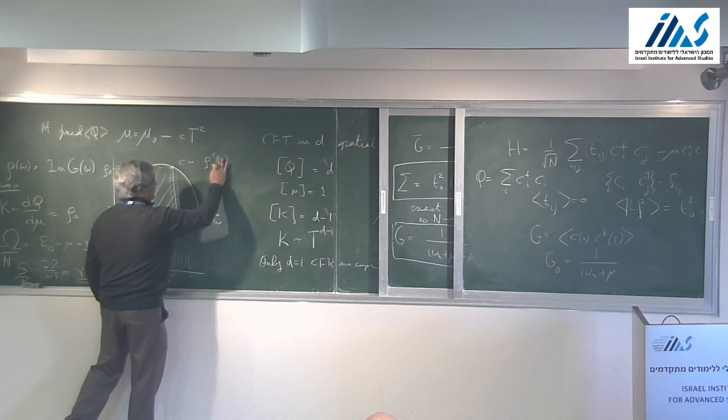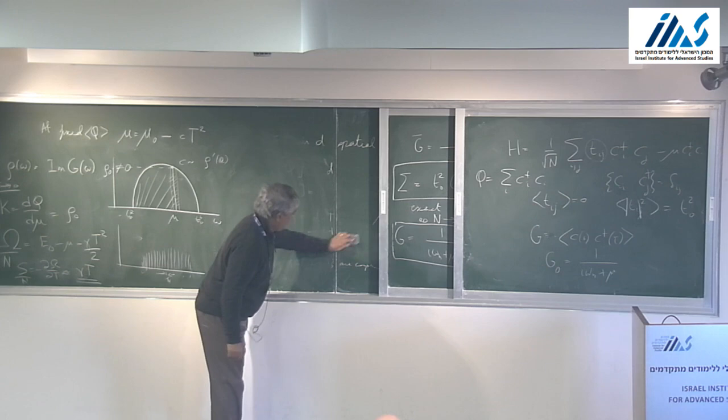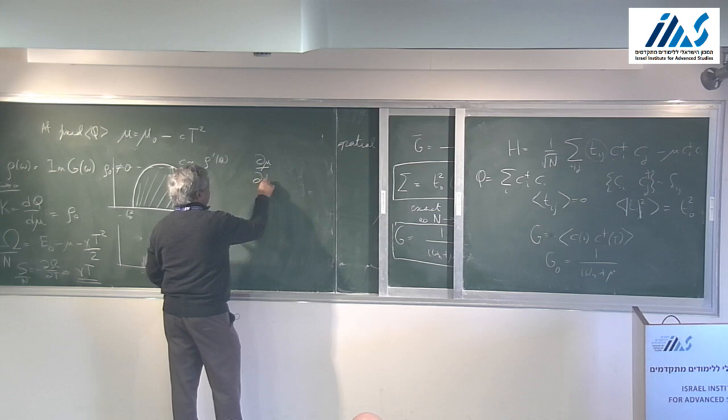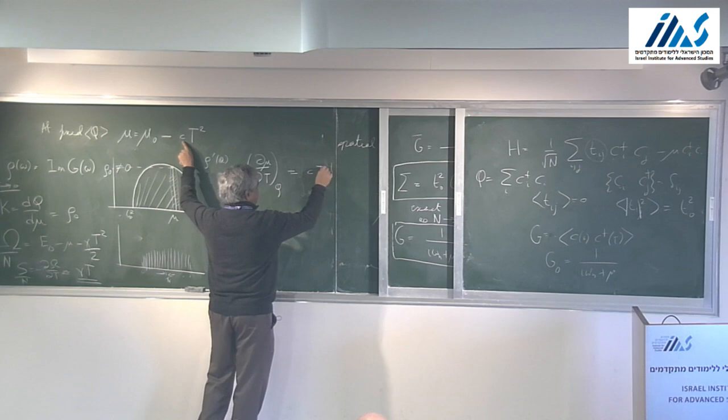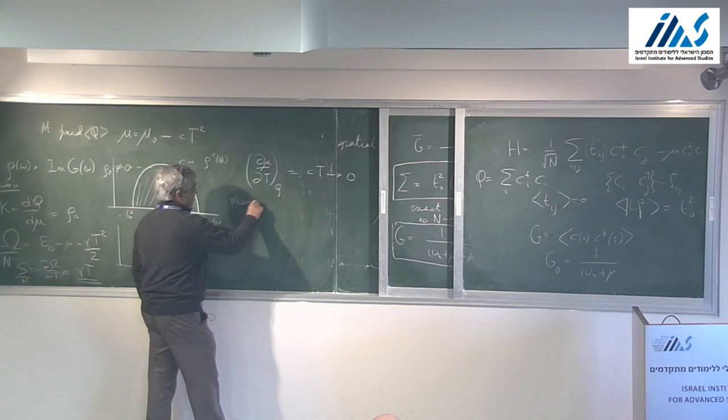All right, and this you can also write in the following way, and I'm preparing you for what's to come. That d mu dT at fixed Q is equal to C T, which tends to 0. Okay, and this is in fact related to the fact that the entropy has vanished at zero temperature. That's the third law of thermodynamics. So there's a Maxwell relation, which will be crucial for my discussion.